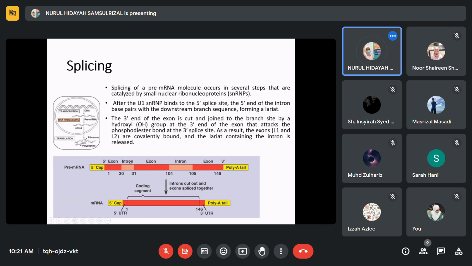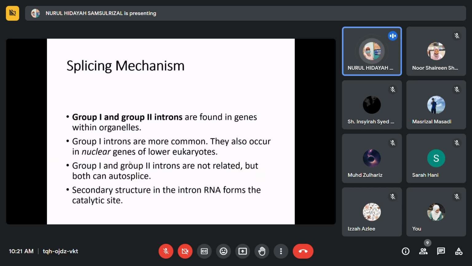Okay, so in terms of splicing, splicing punya mechanism, we have two different groups, which we call group 1 and group 2 introns. Okay, that kita tengok within the organelle. Group 1 is more common compared to group 2.